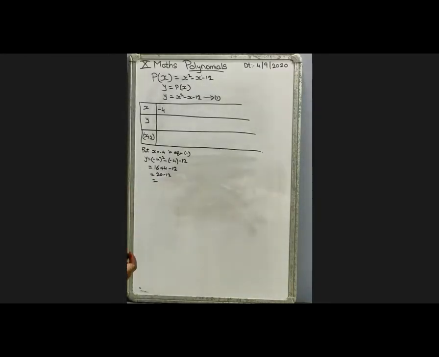How much is it? 16 plus 4 is 20. 20 minus 12 means it will come to 8. So x comma y, how much? -4 comma 8. So when we took -4, what value did we get here? 8. So x comma y is -4 comma 8. Now you can take -3.